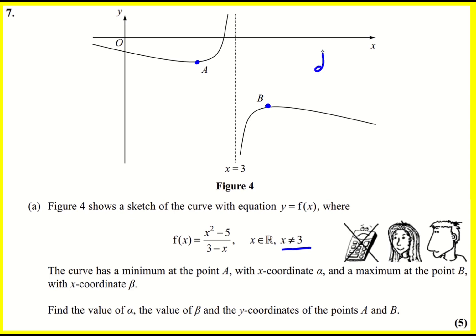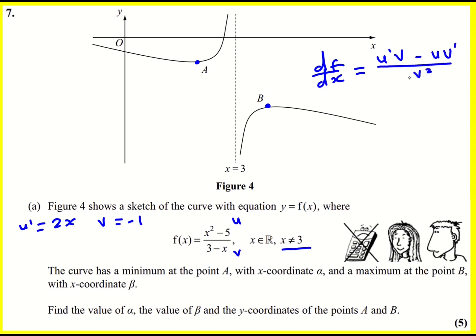Let's find df by dx, or f dash x. So I can use the quotient rule. I've got u and v. U dash is going to equal 2x. V dash is just going to equal minus 1. So we get (u dash v minus u v dash) over v squared for the quotient rule.